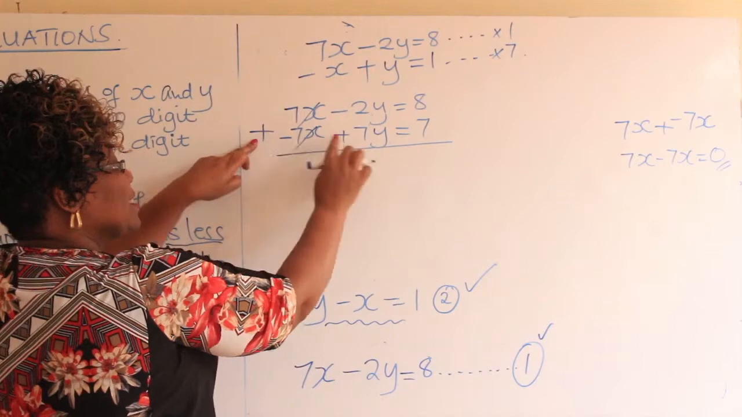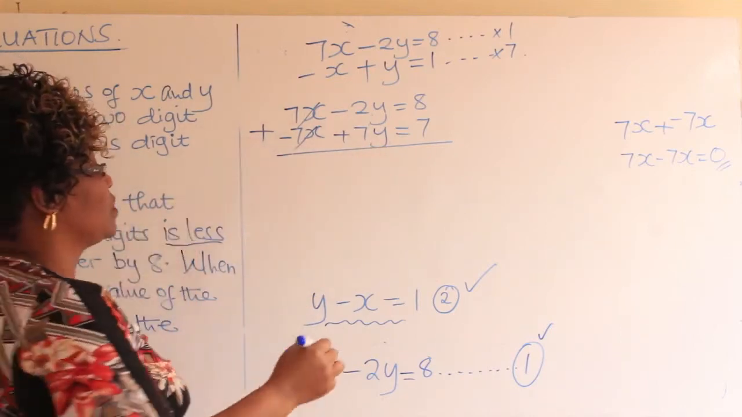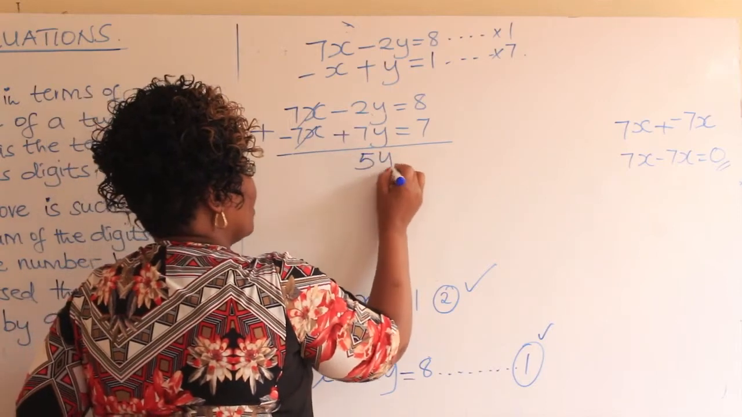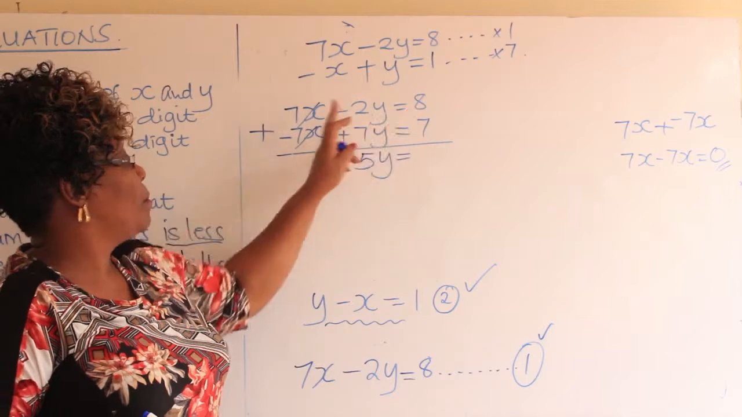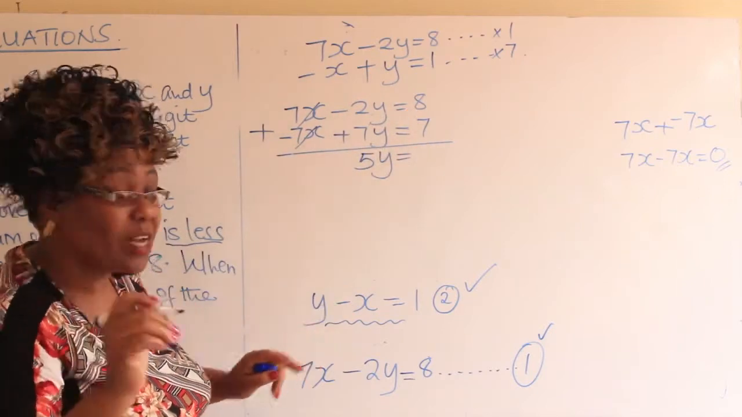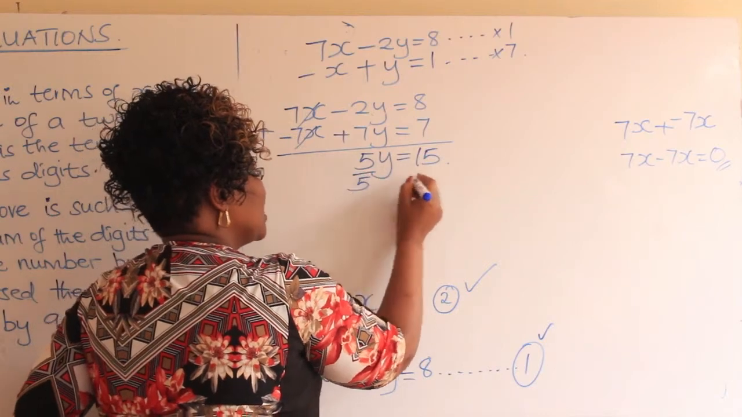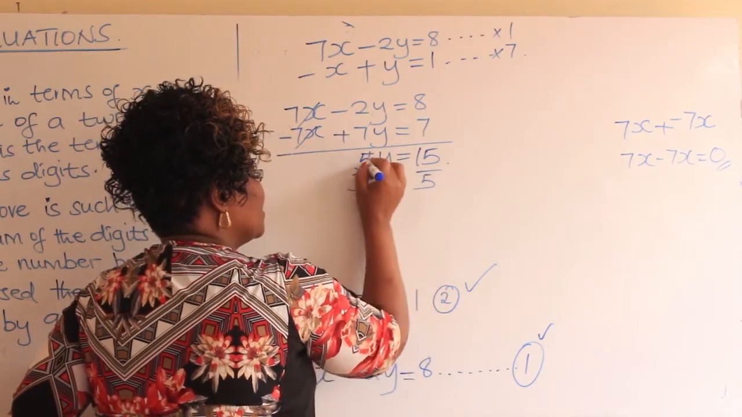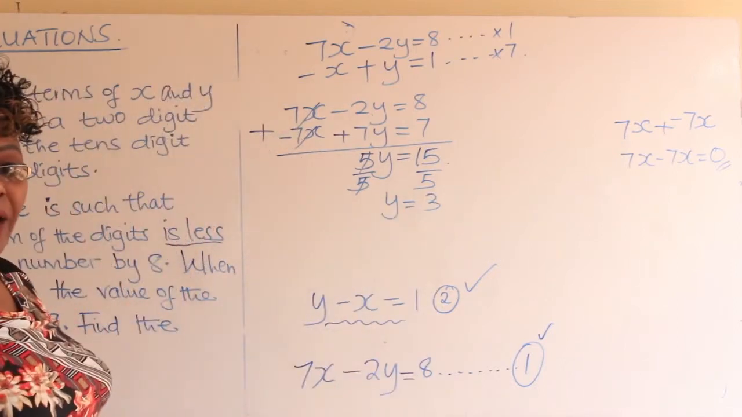Minus 2y plus 7y gives you 5y. And then 8 plus 7 gives you 15. So we are almost there. Divide by 5 on both sides, and therefore your y is 3. Your digit y is 3.